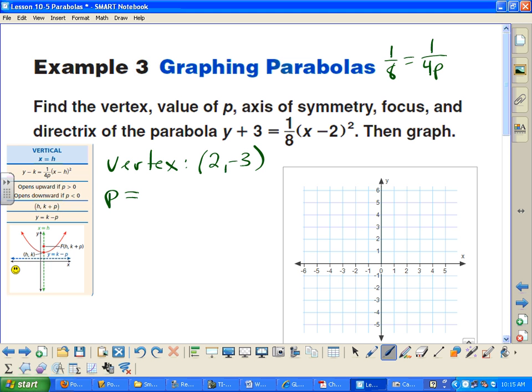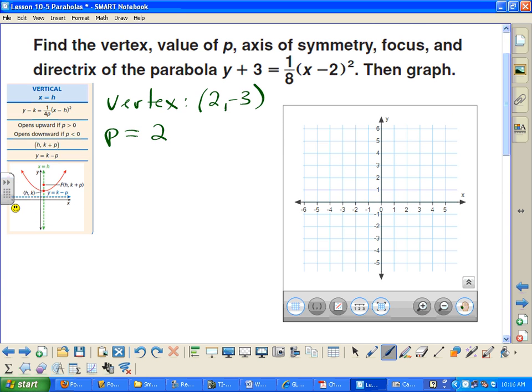But sometimes this fraction here, 1/8, well, what if it was the number 4? Then it's not so obvious what p is. And so you're going to need to set up an equation and solve it, right? In this case, we don't need to. We can figure it out. So in this case, p is equal to 2. So does it open up or down? Opens up, right? Okay. So we got the vertex is at 2, -3.